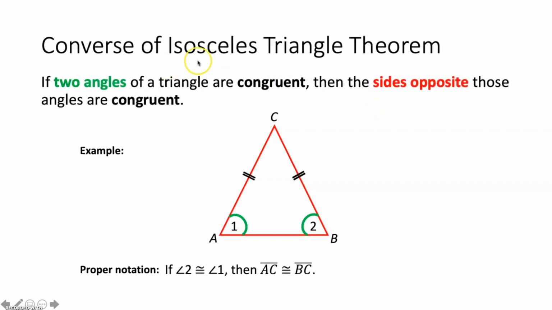The converse of the isosceles triangle theorem says if two angles of a triangle are congruent, then the sides opposite those angles are congruent. So now this is saying if you don't know anything about the sides, but you do know two of the angles in a triangle are congruent, then you know that the sides that are opposite those angles must be congruent. So if I know angle 1 is congruent to angle 2, I know that segment AC must be congruent to segment BC because those sides are opposite the congruent angles.